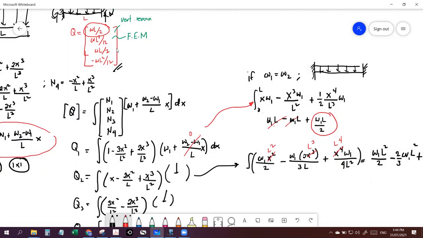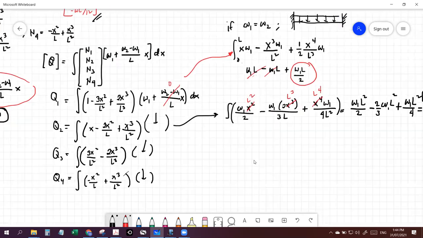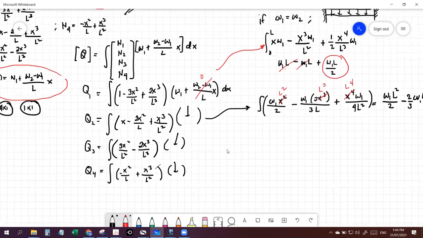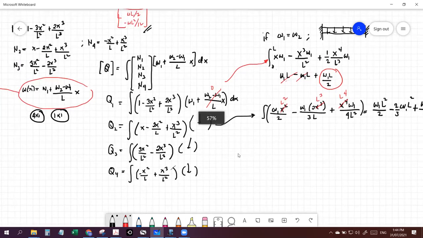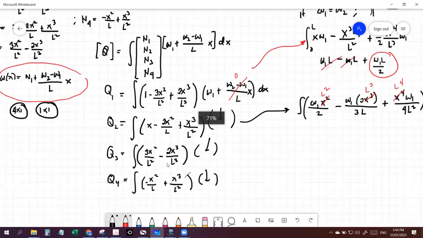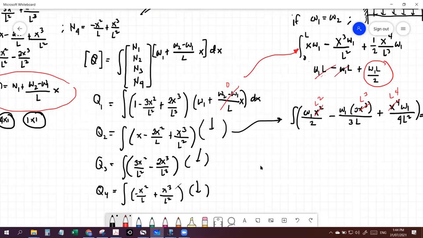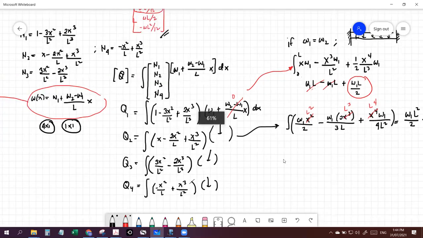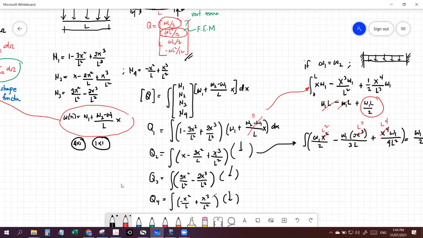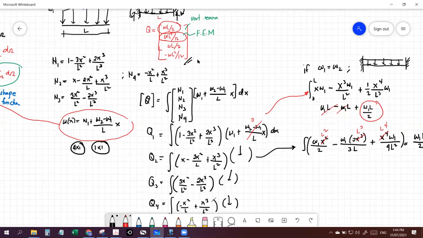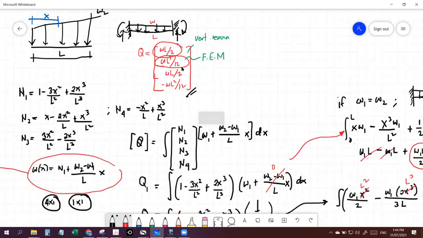Okay, so I'll no longer continue. So you can leave that as correct. Let's just make this as additional assignment, derivation. Okay, so that's it. So we were able to derive this fixed end moment.